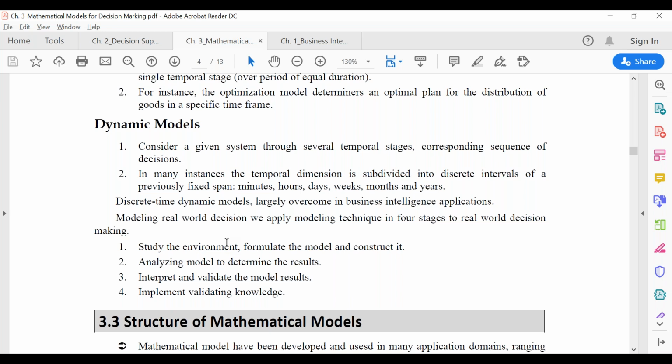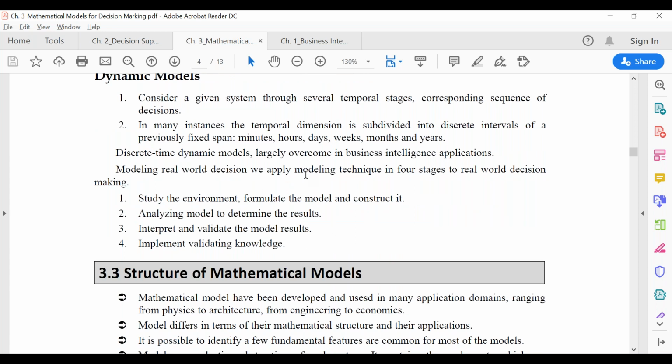Discrete time dynamic models largely overcome limitations in the business intelligence applications that are in use. So, modeling real world decisions, we apply modeling technique in 4 stages in the real world decision. While we're creating that, somebody is writing the rain or temperature forecast. These are stochastic, very much stochastic. You don't know what will happen. So it does not always rely on time.